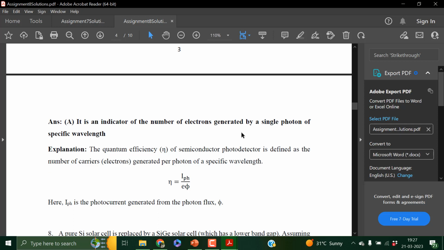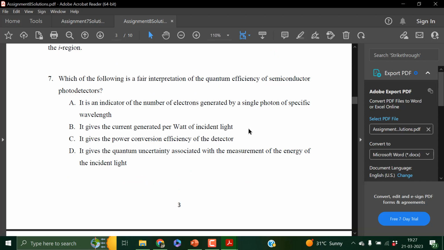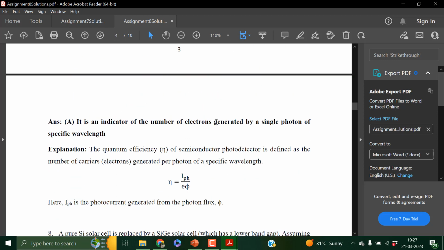Then my head is saying current generated per watt of incident light is also correct, because efficiency eta is equal to IPH by E into HC divided by lambda into power output POP. But the basic equation for quantum efficiency would be IPH by E5, right? IPH means the current, an indicator of the number of electrons generated. Yes, quantum efficiency.